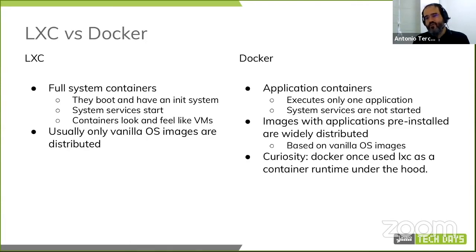So you do have the vanilla OS images that you can base on to create your application containers, but you can distribute the containers with everything that you need already installed. And that makes it easier to deploy applications because you don't have to do anything. You just grab the container that already has the application installed, and then you just run it. And as a curiosity, in the early days, Docker actually used LXC as the container runtime under the hood. These days, it doesn't anymore, but in the early days, there was a nice relationship of mutualism between the platforms.